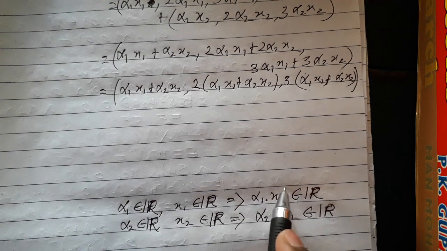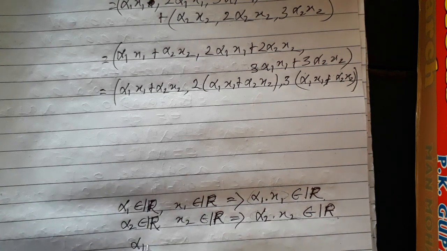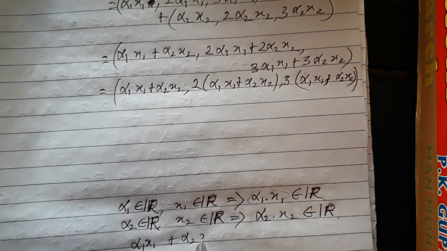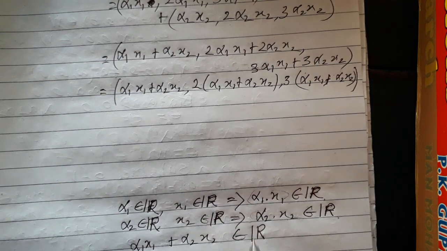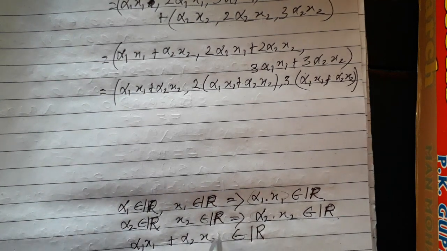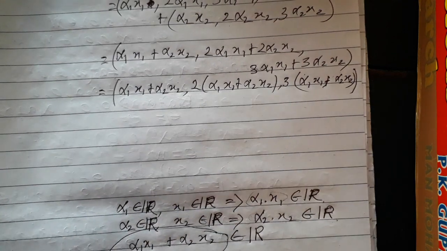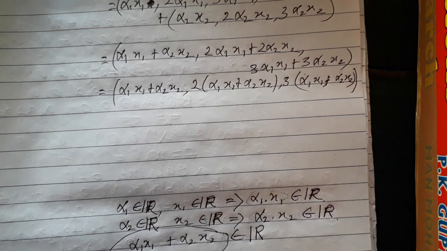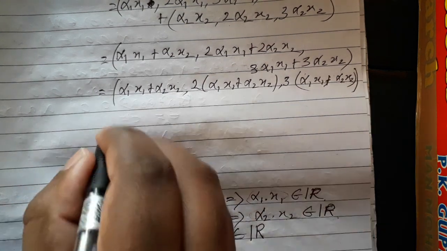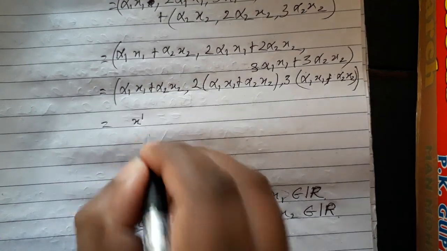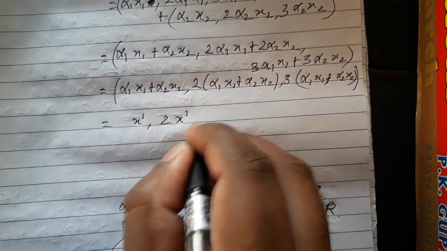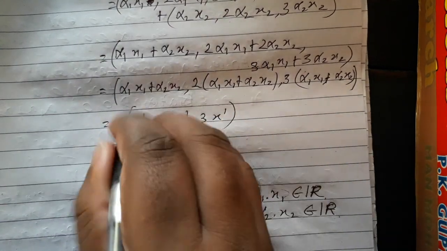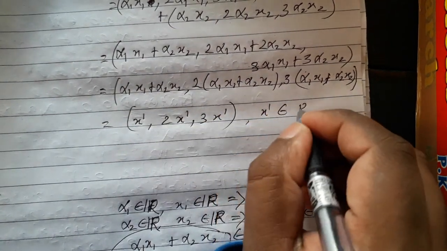So we got that alpha 1 x1 belongs to R, and alpha 2 x2 belongs to R. Both belong to R, which means the summation of these also belongs to the real numbers. So I can take this to be equal to some x dash, where x dash belongs to the real numbers. So we get x dash, 2x dash, and 3x dash, where x dash belongs to the real numbers.